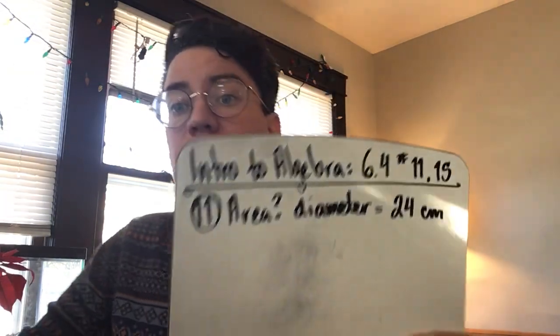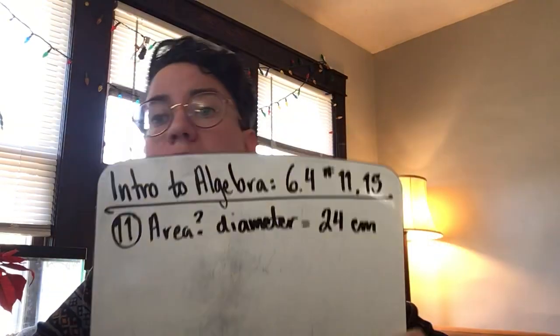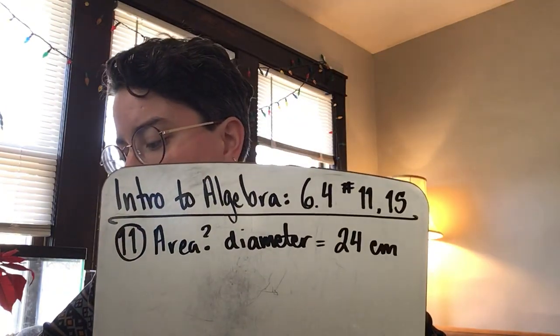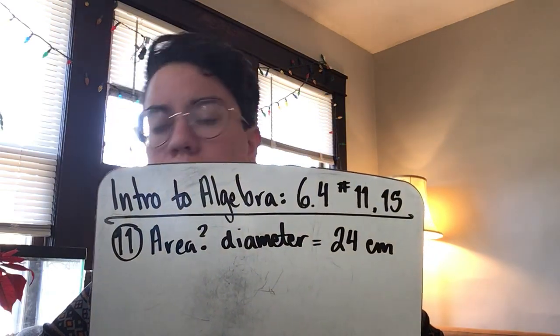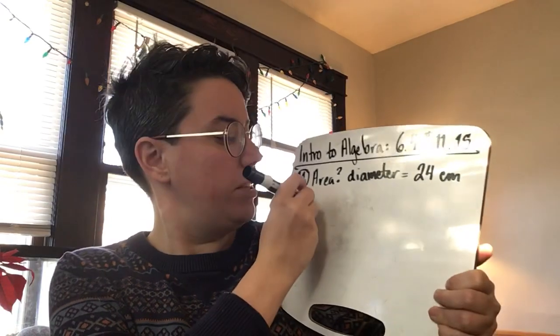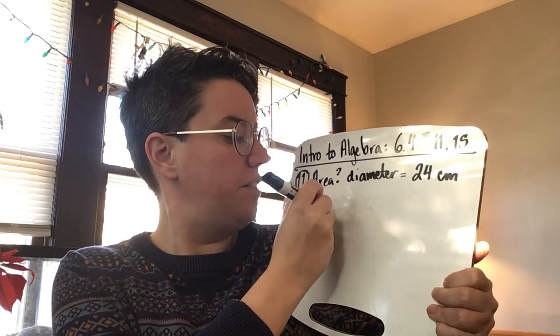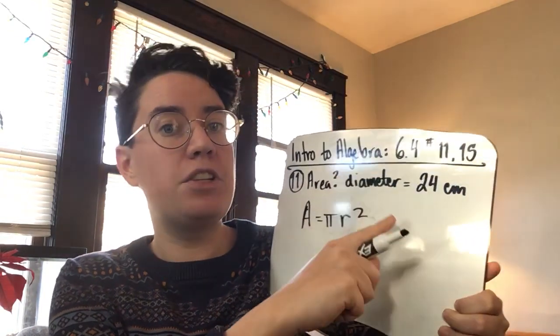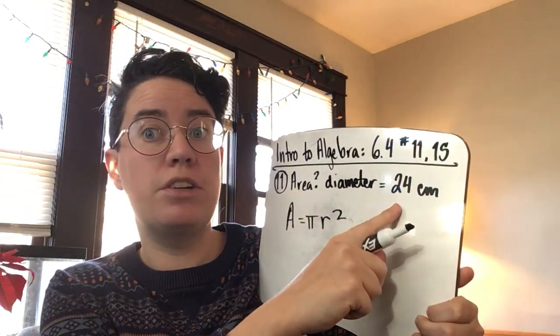So the first thing that we're going to do in number 11 is it asks for what's the area of this circle, and it gives you the diameter, which is 24 centimeters. So we're going to fall back to our formulas here. We're going to remember that the area of a circle is pi r squared. Now, unfortunately, we don't have the radius here like we do in 13.